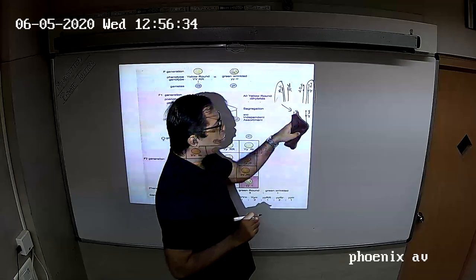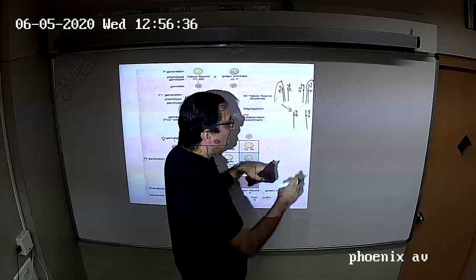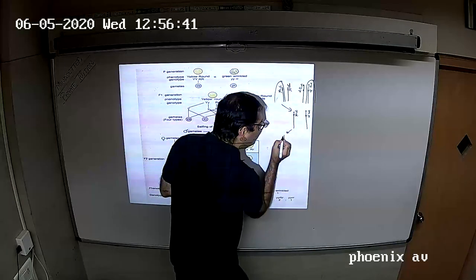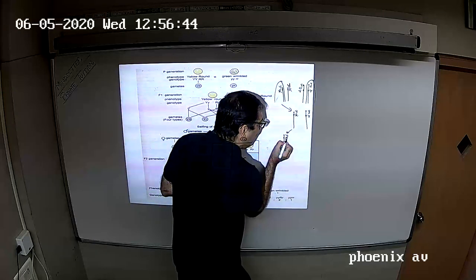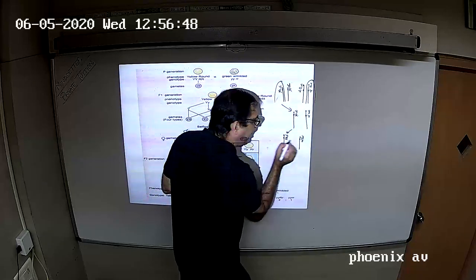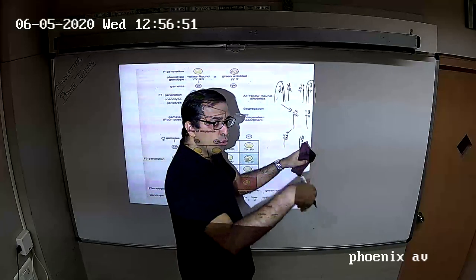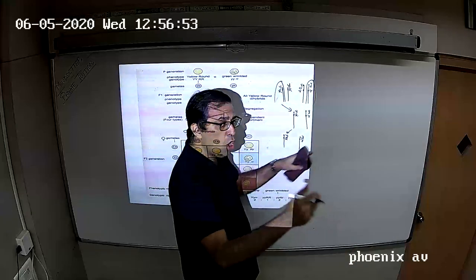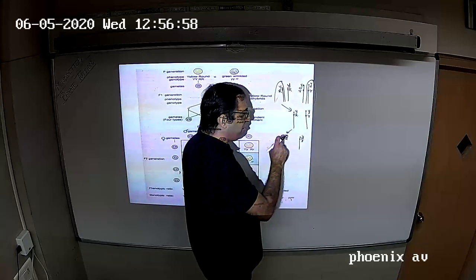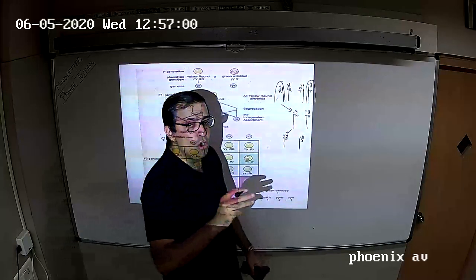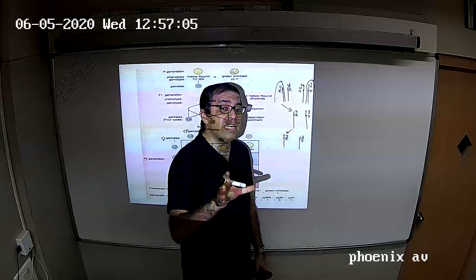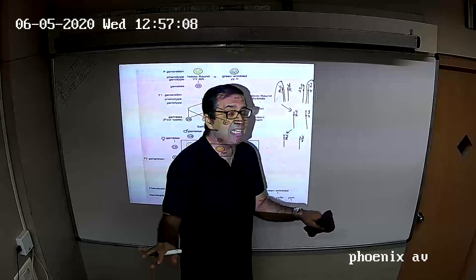That means these two genes are together, and when they form gametes, what gametes will you get? You will get capital Y, capital R, and small y, small r. Small y, small r will fuse with another small y, small r to form green and wrinkled only. Similarly, capital Y, capital R will fuse with another capital Y, capital R to form yellow and round only, which means independent assortment will not take place.